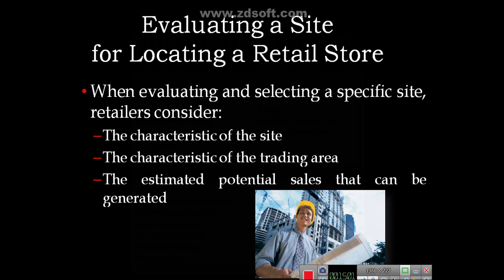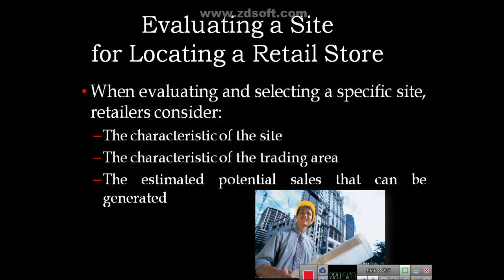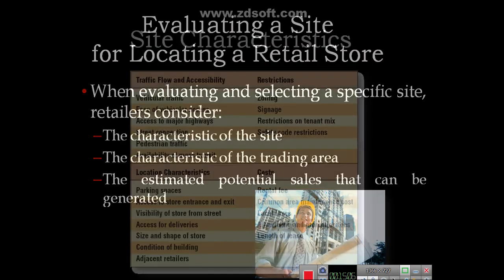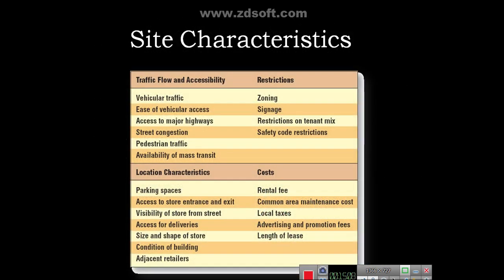So the first point was site characteristics. These are the factors that are considered in evaluating the specific site or the land for the store. What are they? One is the traffic flow and accessibility related factors, and the others are restriction related factors. Third are location characteristics, and fourth are costs for opening that store in the specific site or area.